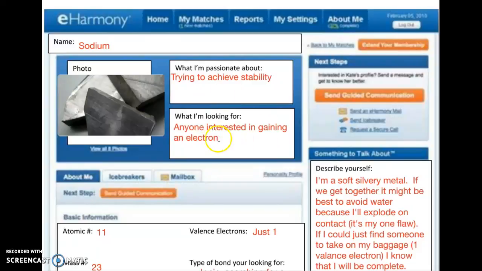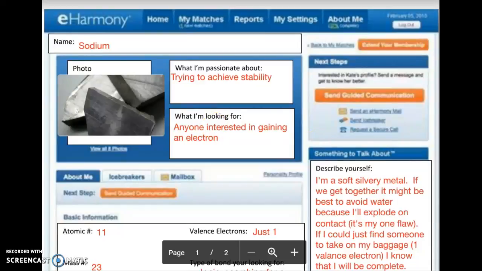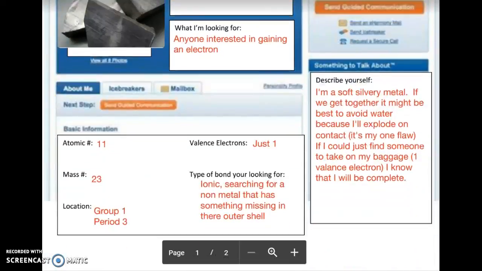What am I looking for? Sodium's looking for anyone to take in its free electron. Because if it can lose that 1 electron, just remember it's going to have a full outer shell.